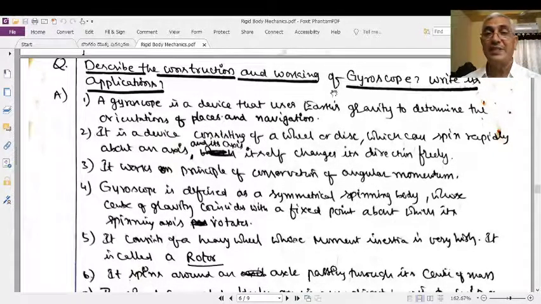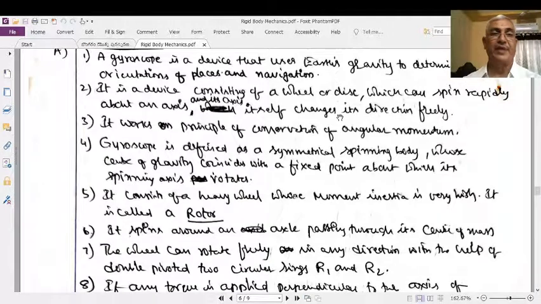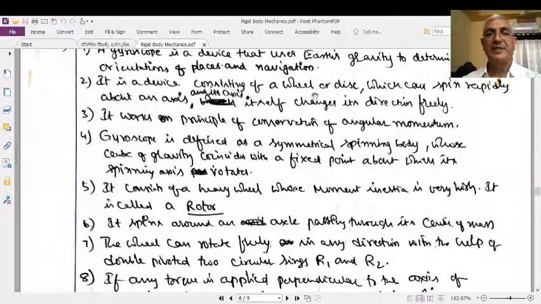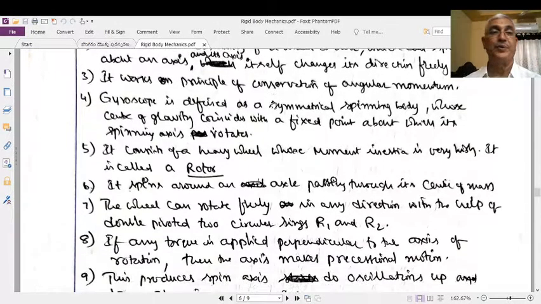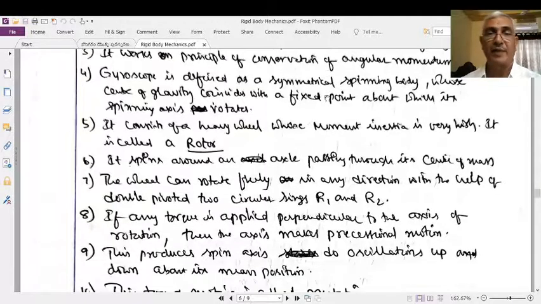It uses Earth's gravity. That is a very important thing. By means of the Earth's gravity only the disc rotates. It is a device consisting of a wheel or a disc which can spin rapidly about an axis, and its axis itself changes its direction very freely. Already I said to you, it works on the principle of the law of conservation of angular momentum. That is a very common thing. Every spinning or rotating body will work on the law of conservation of angular momentum.